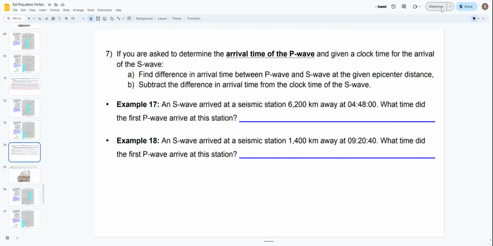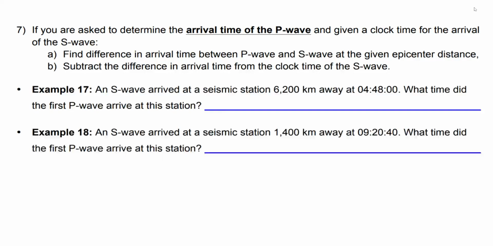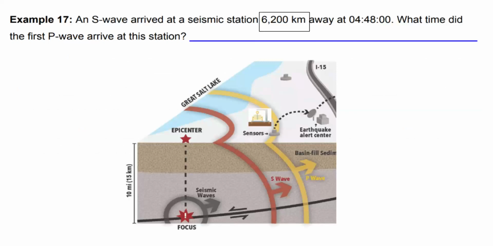Hi guys, so today we're gonna start talking about how to do examples 17 and 18. So let's start with example 17. Example 17 asks, an S wave arrived at a seismic station 6,200 kilometers away at 4 hours 48 minutes and 0 seconds. What time did the first P wave arrive at this station?